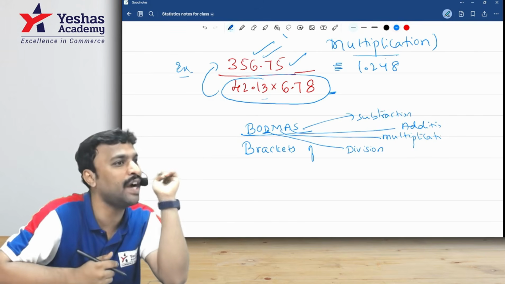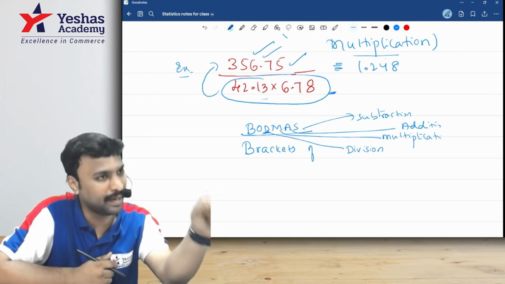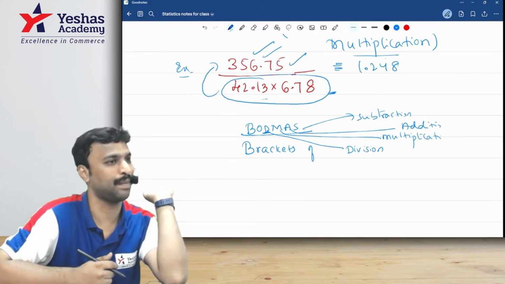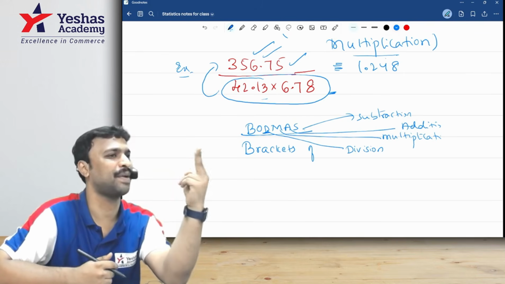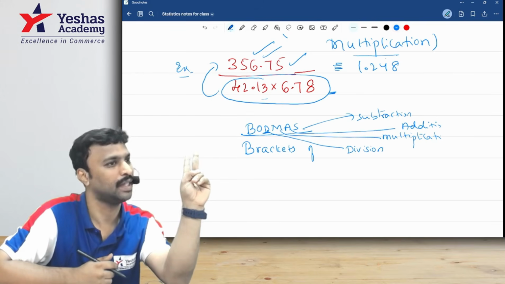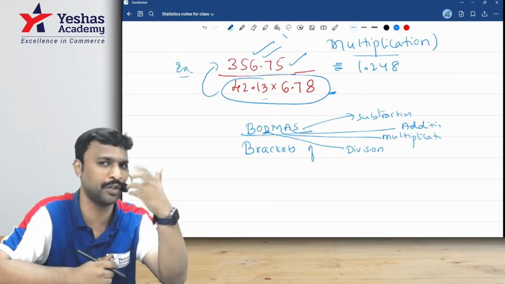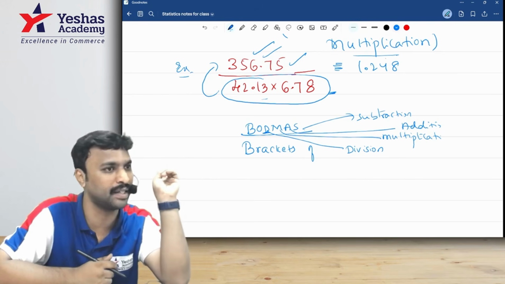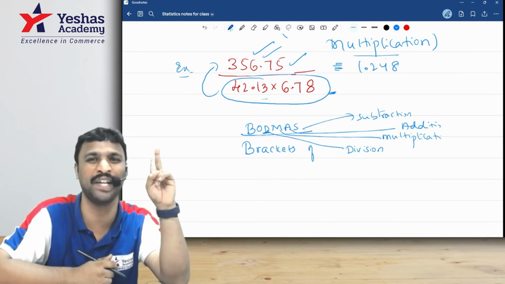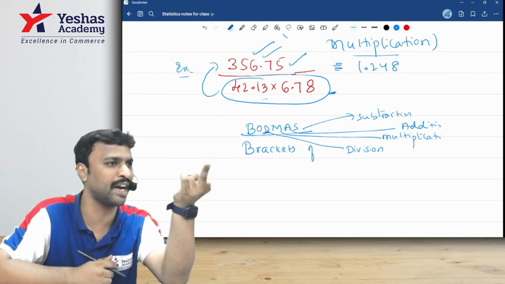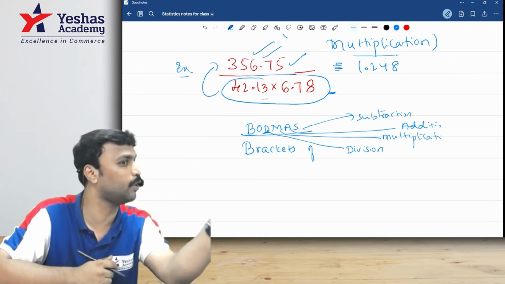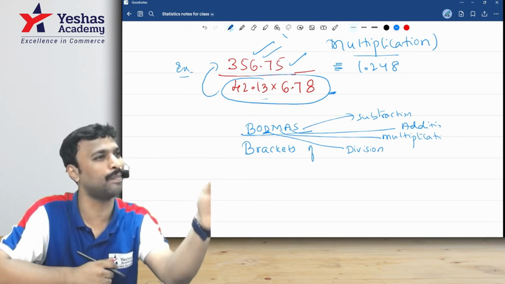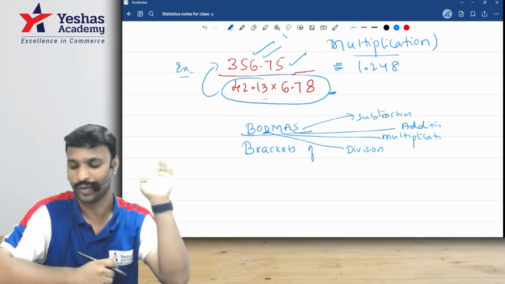First priority is given for what? Brackets, then division, then multiplication, then addition, then subtraction. Of course, addition and subtraction, it is your wish. You can subtract first or add first, you can do it any which way. And division and multiplication also, you can change the order and still get the same answer. When only division and multiplication are involved, without plus or minus, you can either divide first and then multiply, or multiply first then divide. So I'll give you one expression.